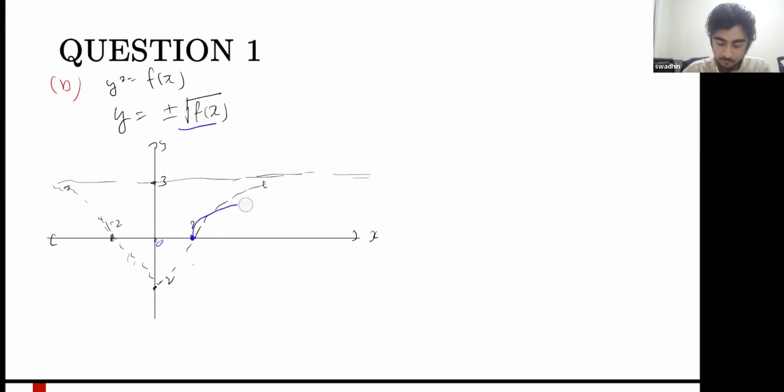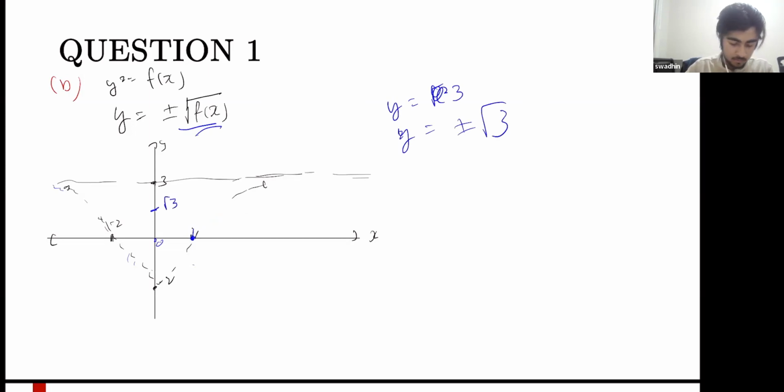Oh, one important thing I forgot to change was the asymptotes. The original graph has the asymptote y is equal to 3. y is equal to plus minus square root of f(x) would have asymptotes y is equal to plus minus square root of 3. So root 3 and minus root 3 are going to be our new asymptotes here. It's going to be two asymptotes.